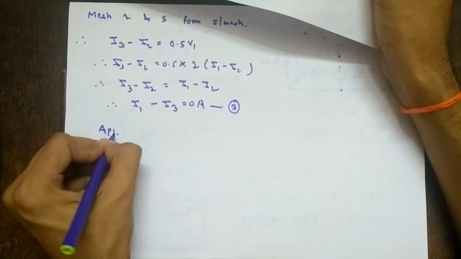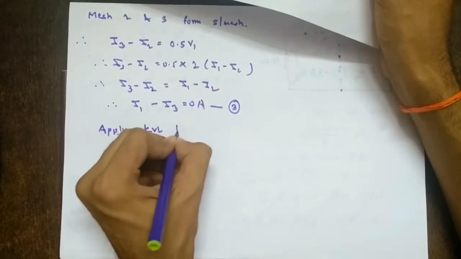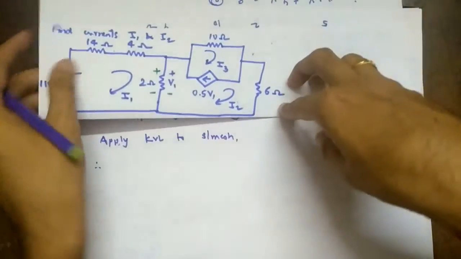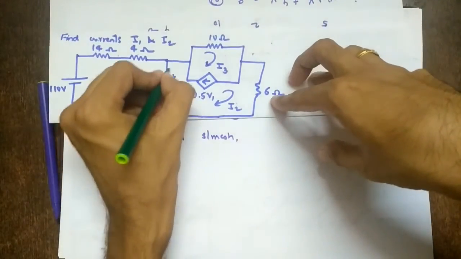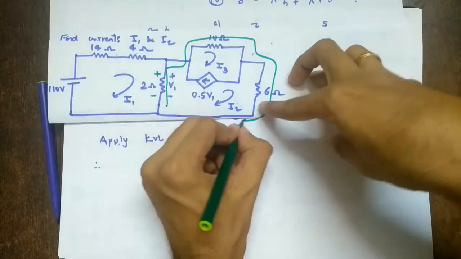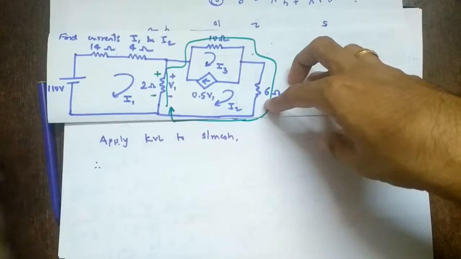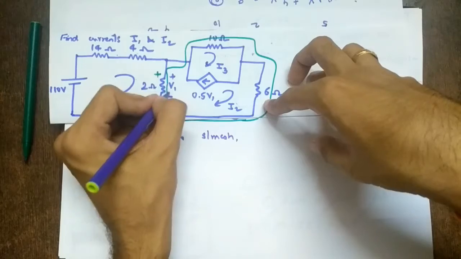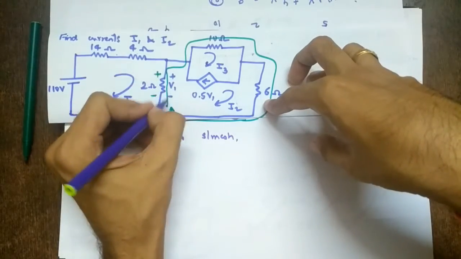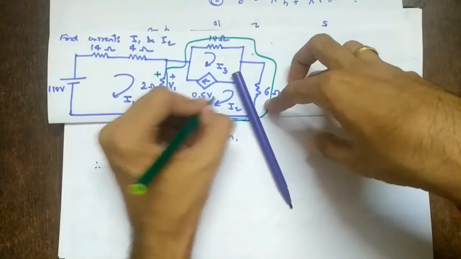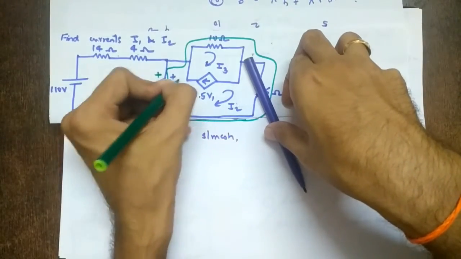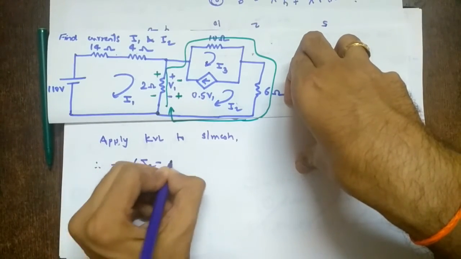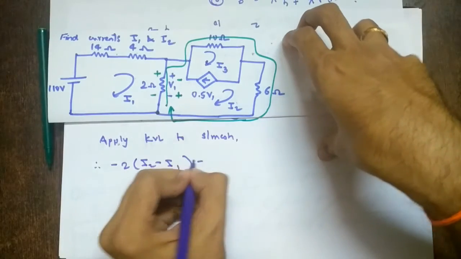So then apply KVL to super mesh. So which is the super mesh? I'll use green pen. This is the super mesh. So this path we should follow, right? So let's start from here. So this is what, remember this plus minus is for what? Voltage. So when you are applying KVL, you are going above. So you are, and your current is what? Going above. So this is plus, this is minus, because current flows from higher to lower potential. So minus 2 times I2 minus I1. Make sure you understand this step. If you have not understood, rewind it.